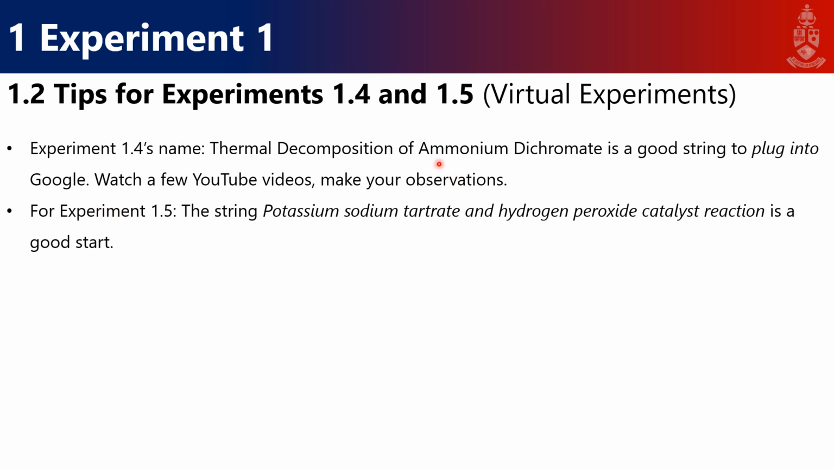For experiment 1.4, the thermal decomposition of ammonium dichromate, and for experiment 1.5, the potassium sodium tartrate and hydrogen peroxide catalyst reaction is a good start. You should find exactly what you're looking for. You can make your observations from there. It gives you an opportunity to delve a bit deeper, see what's out there, learn how to discriminate between nonsense that's on YouTube and available on the internet, as well as see some cool things and see multiple sources for the same thing.